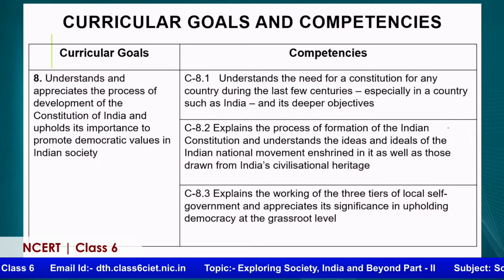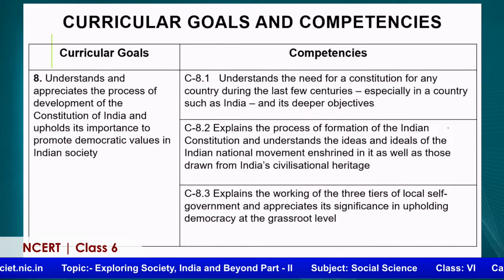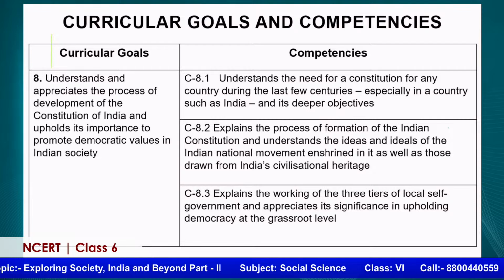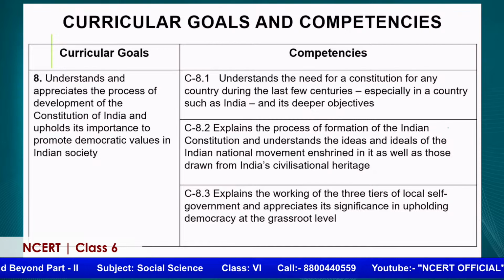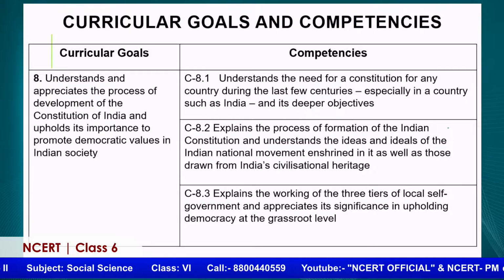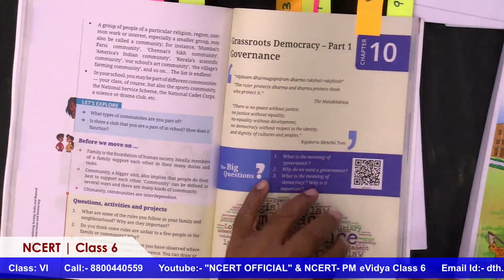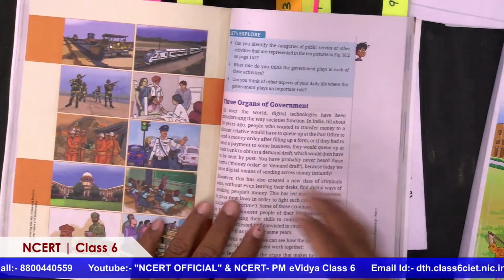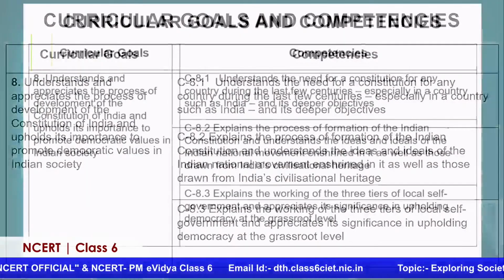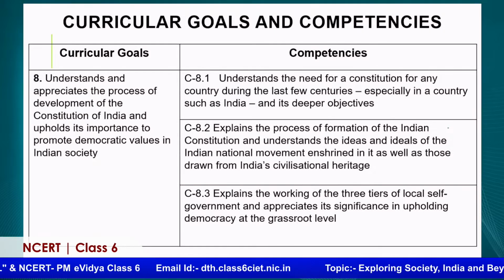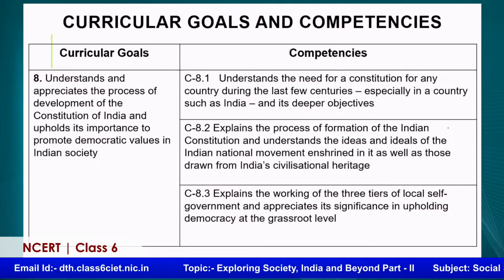This is pertaining to the theme on democracy and governance, and it's in fact the fourth theme in the textbook. For that purpose, there are 2 chapters in this book. The chapter is called Grassroots Democracy Part 1, Governance. What does the competency say? C 8.3: explain the working of the 3 tiers of local self-government and appreciate its significance in upholding democracy at the grassroots level.